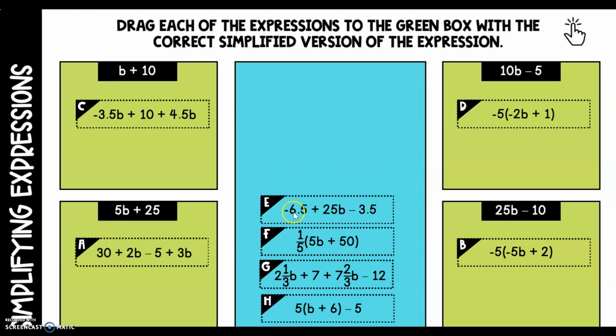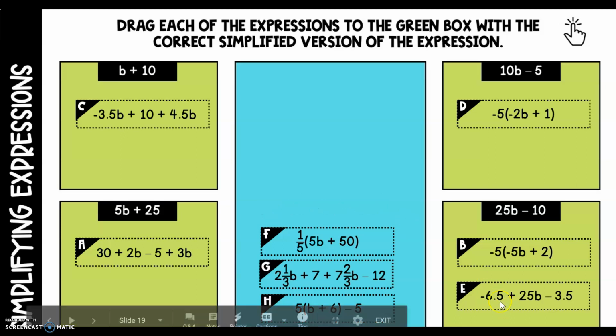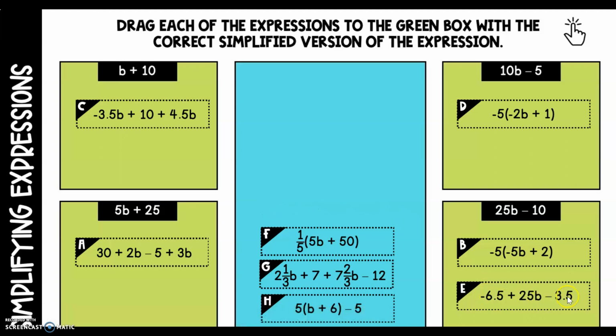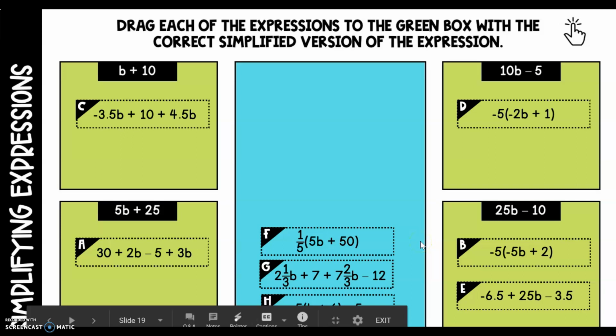Okay, E, negative 6.5 plus 25b minus 3.5. I'm going to be combining these two like terms here and leave my 25b right here. Again, we can look at our answers. A lot of these you don't have to really solve because the only 25b I have is over here. So all I have to do is drag that over there. When I have a negative and another negative, I'm going to add them together to make a bigger negative. That's where I get my negative 10.